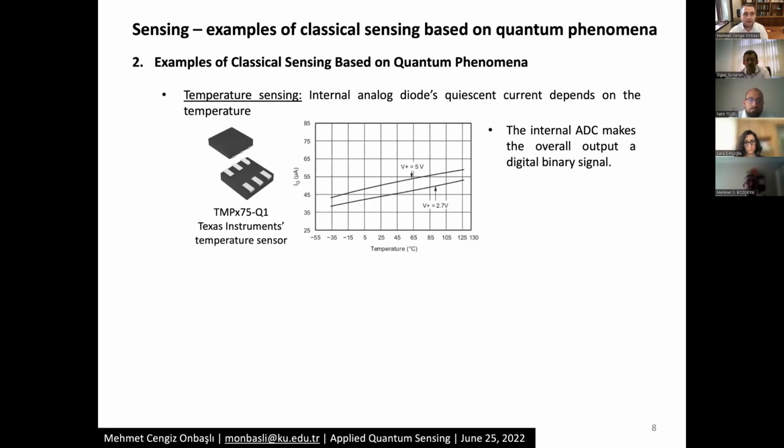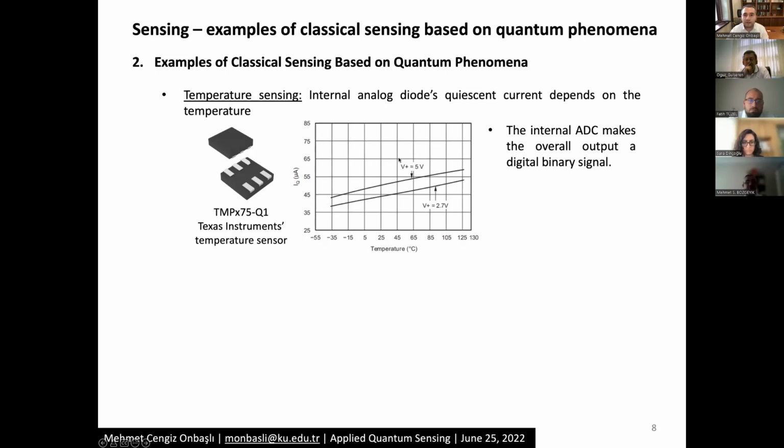So in this case, we have a temperature sensor from a Texas Instruments chip. They manufacture a diode, which is actually sensitive to external temperature. So the diode's quiescent current depends on temperature. If you increase the temperature, the leakage current increases in proportion to the temperature that we apply on the diode. As a result, we actually detect the leakage current as we are forward biasing our diode.